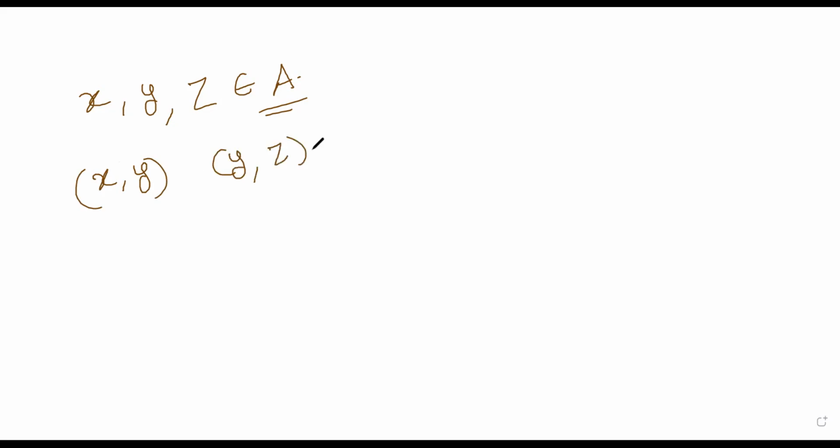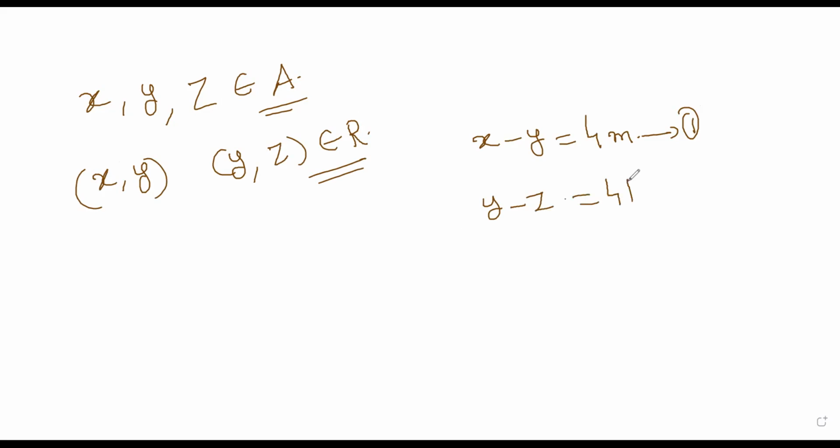How to do the transitive? Consider x, y, z belonging to the set A. I don't know whatever the set is, so it belongs to set A. We will consider two elements, (x, y) and (y, z) belongs to R. Now what does the relation say? It says that x minus y will take the form 4m, let us say. Equation 1. And y minus z also takes the form of 4k.